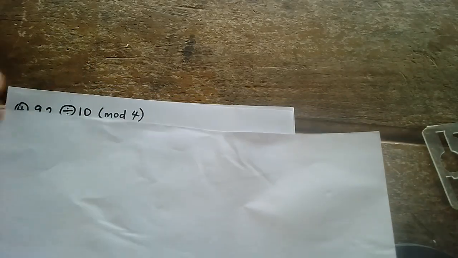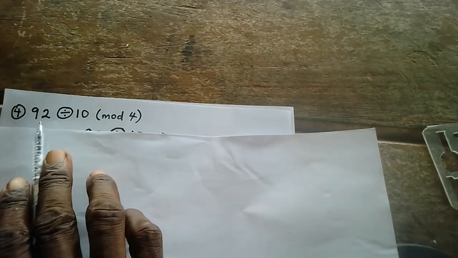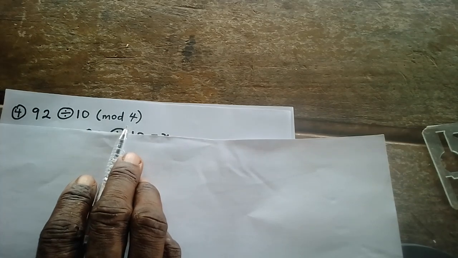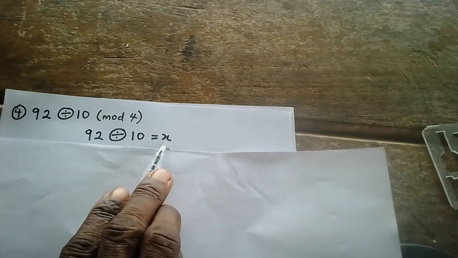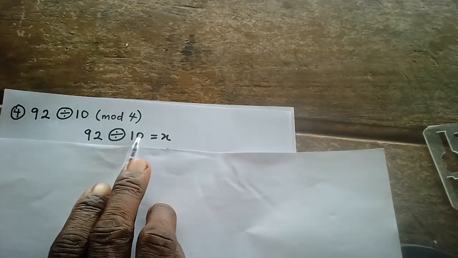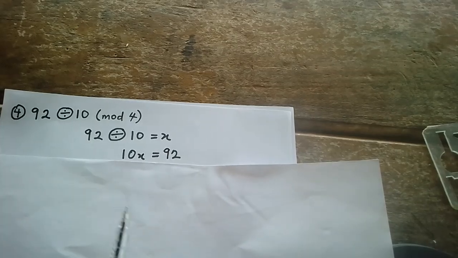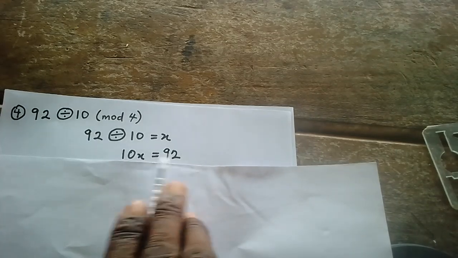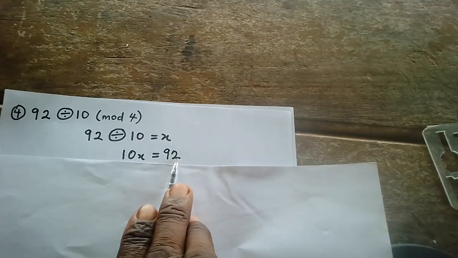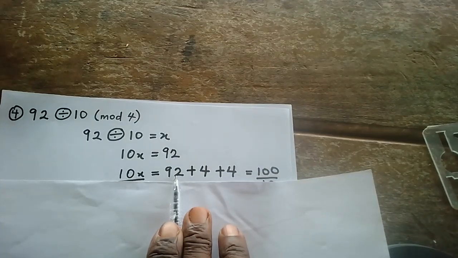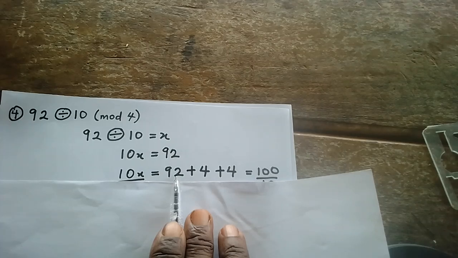Now let's look at another example. We are having 92 divided by 10, to be in mod 4. So we can say 92 divided by 10 is x. Now if it is x, we can easily say 10 times x should be equal to 92. Now we need to divide both sides by 10 here. But if we divide 92 by 10, we are going to get 9 point something, and in modular arithmetic, we work with whole numbers. So since this is in mod 4, we will add 4 to 92. If you add 4 to 92, that is 96. If you divide 96 by 10, it will still give you a decimal.